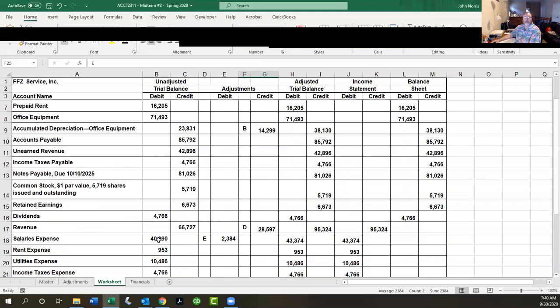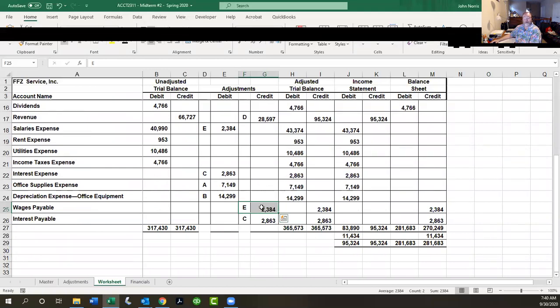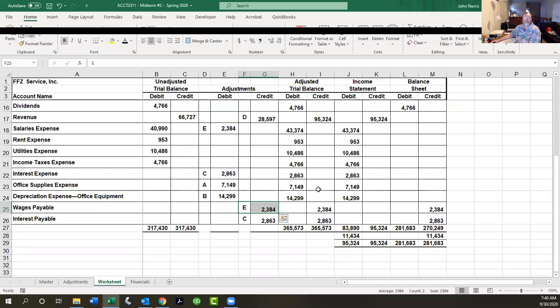Salaries expense had a debit, made a debit adjustment, added those, and then all the 5 in the bottom are brand new, just carrying the debit or credit balance over to their respective columns.